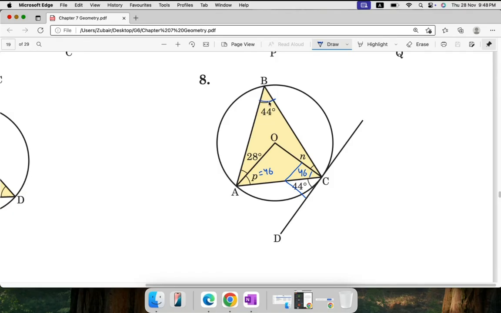And then the sum of all three. This is the first one, 44. The second one is these two, 28 and 46. The third one is N and 46 is equal to 180. So left-hand side: 44 plus 28 plus 46 plus 46 is 164. N is equal to 180 minus 164. That's 16. Do revise this topic.